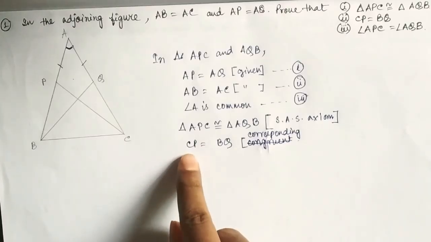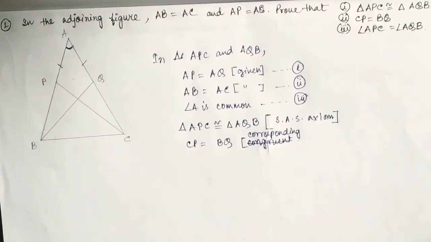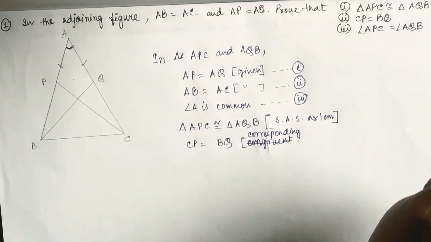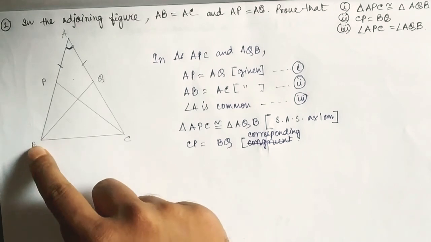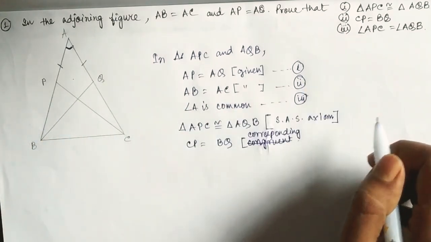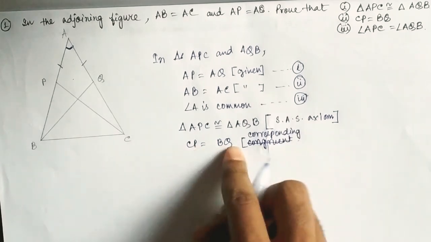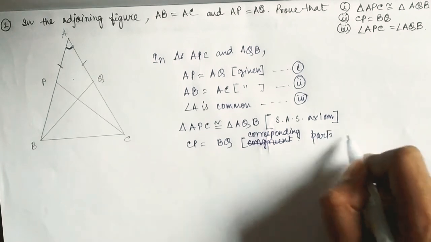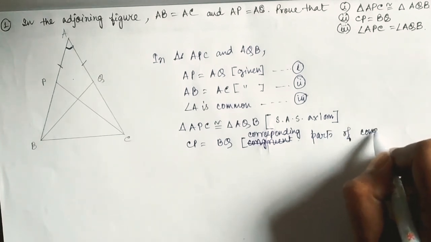Next we have to prove CP equal to BQ. Now see, the position of CP in triangle APC is the same as the position of BQ in triangle ABQ. So from here we can conclude that CP equal to BQ, and what we have to write in reason? Corresponding parts of congruent triangles.